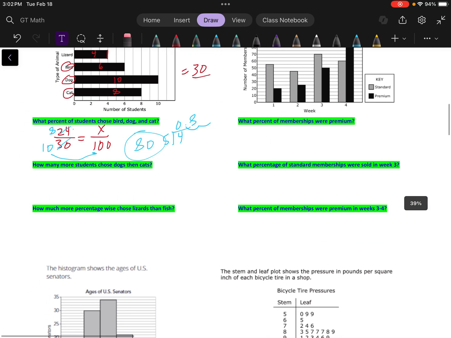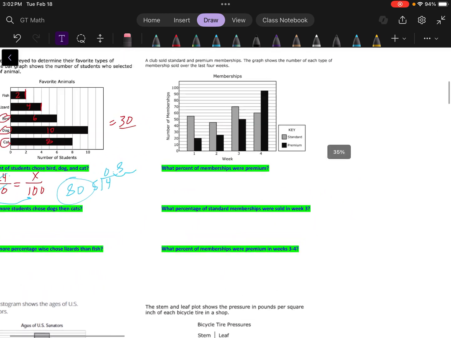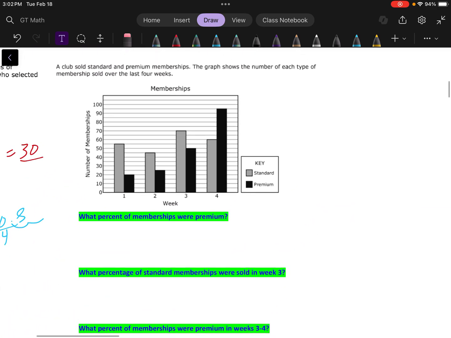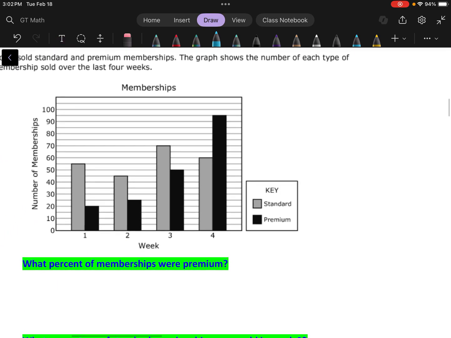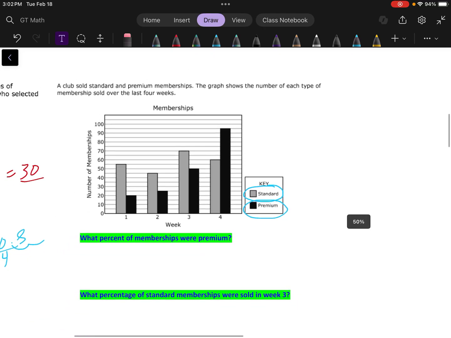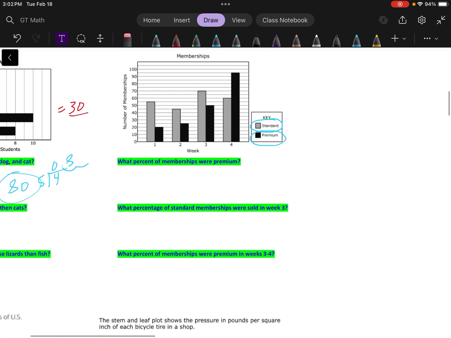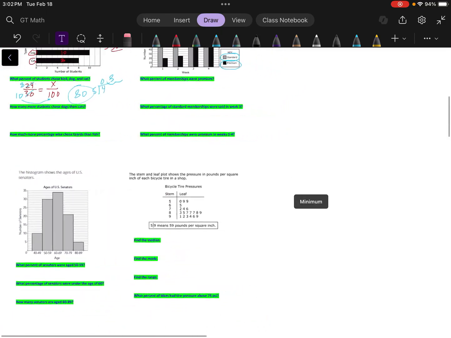All right. Here's another one. This one you've got to be a little bit more careful of, because they have a bar graph, but they're going to use a key. That stands for standard, the light gray. The dark stands for premium. So you do kind of have to figure out a little bit of the difference. Pay attention to graphs like that.